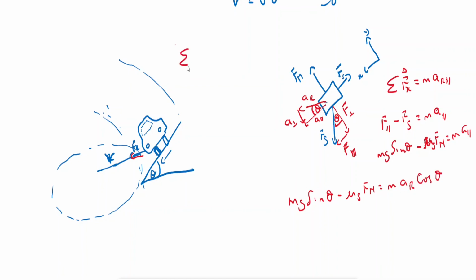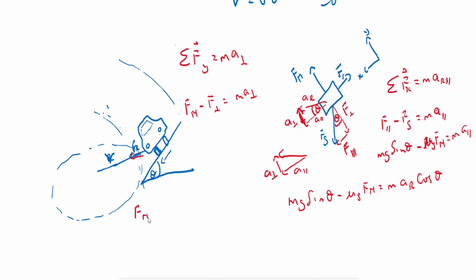Okay, so the sum of the forces in the Y is going to be equal to MA perpendicular. So this is going to be Fn minus F perpendicular, and this is basically going to be MA perpendicular. This has to be plus, sorry, it has to go up here, right? You have your A_R vector like this, and then this is your A parallel, and this is your A perpendicular. It has to go up like that.